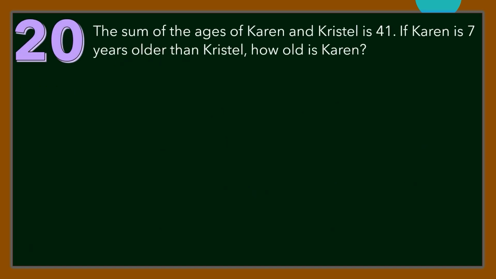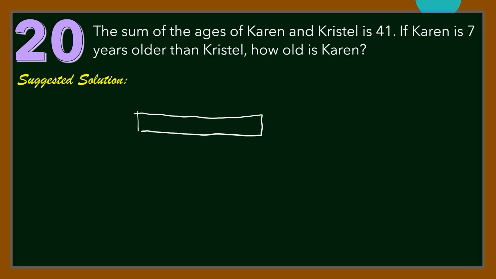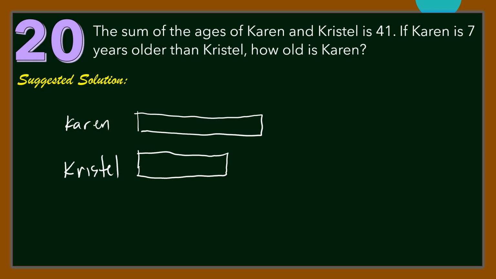Number 20. The sum of the ages of Karen and Christelle is 41. If Karen is 7 years older than Christelle, how old is Karen? For our solution, let us use two blocks. Then we have this block to be the age of Karen. And then another block that represents the age of Christelle. The block representing the age of Christelle is smaller since Karen is 7 years older than Christelle. Hence, that part of the block that exceeds Christelle's age must be equal to 7.